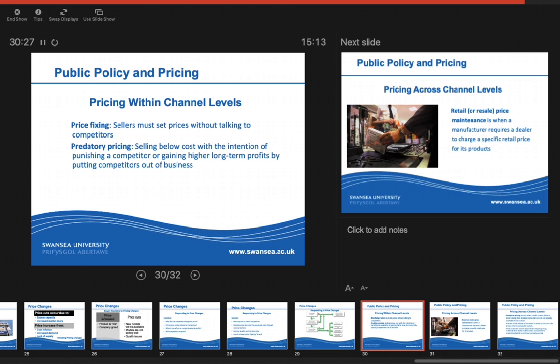Predatory pricing is selling below cost with the intention of punishing a competitor or gaining higher profits by putting those competitors out of business. So that is the ultimate weapon when it comes to a price war. You might be in a situation where you are going in at a price that is below your break-even cost in order to put your competitor businesses under pressure.